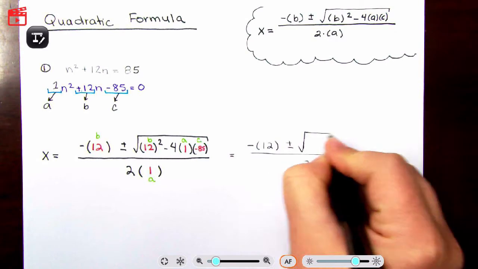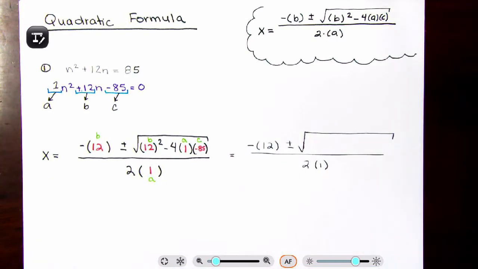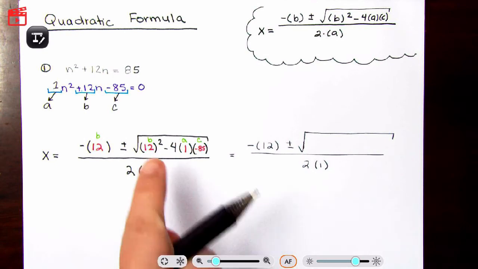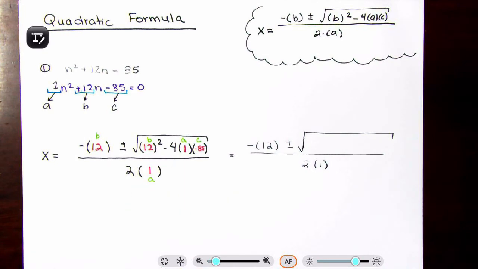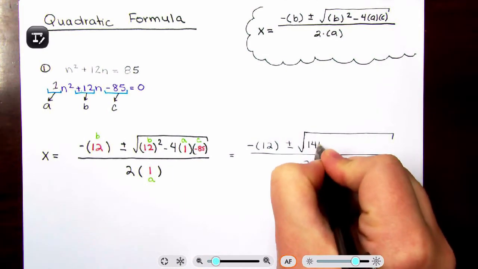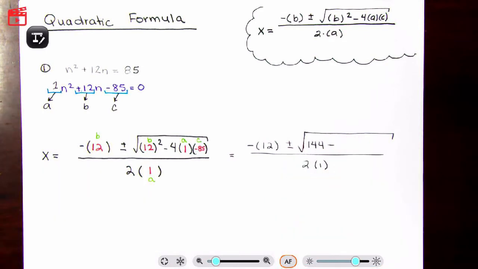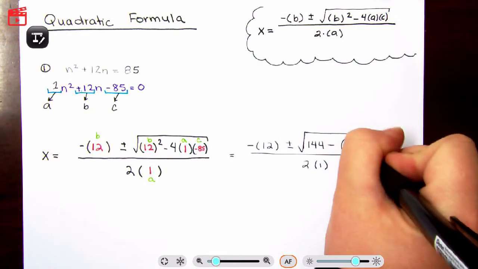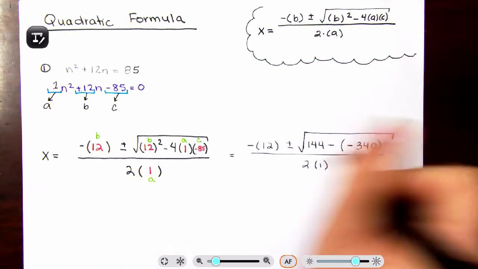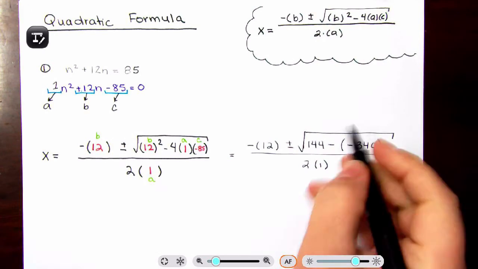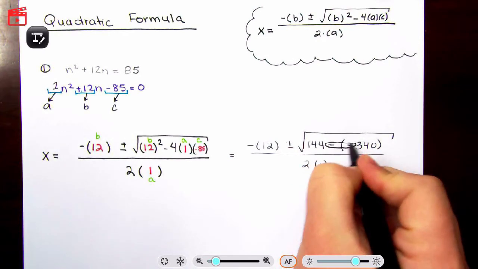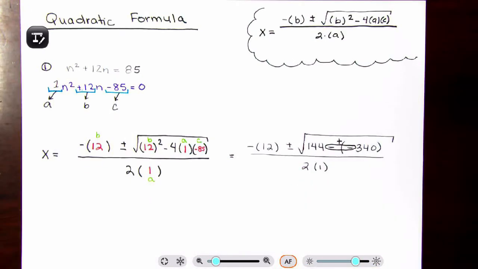So inside the square root, this is where, again, you may need a calculator. I got 12 squared, which is 144, minus 4 times 1 times negative 85, which is a negative 340. Notice that we have 2 negatives. That's okay, 2 negatives, you can circle it, make it into a positive.